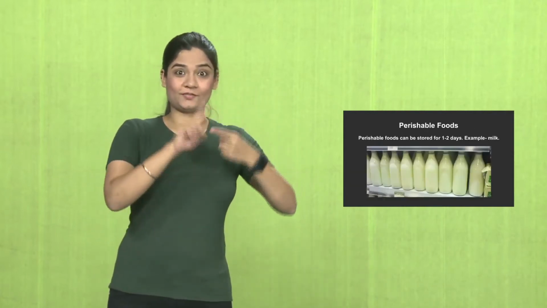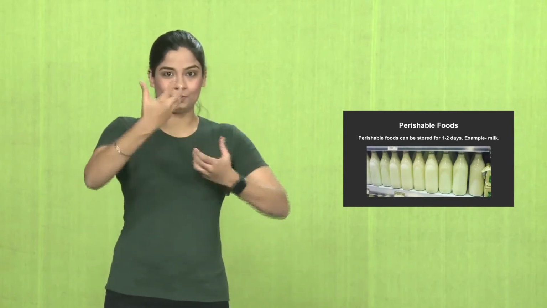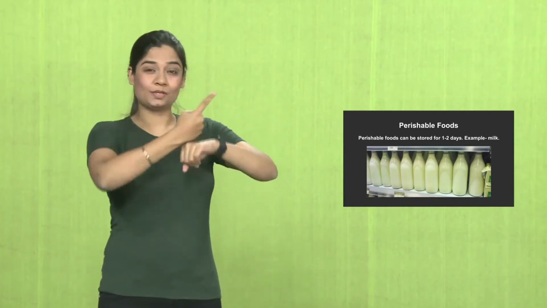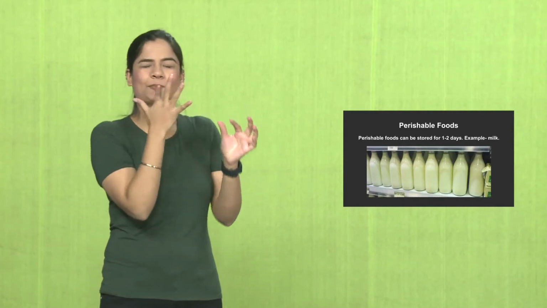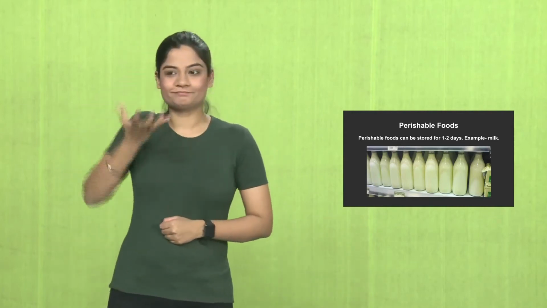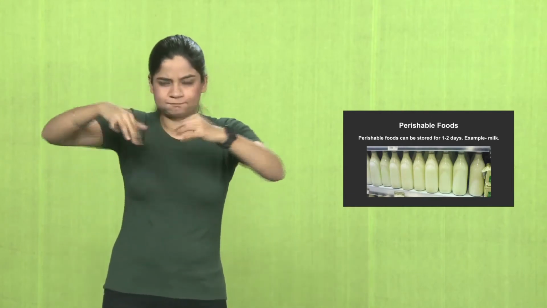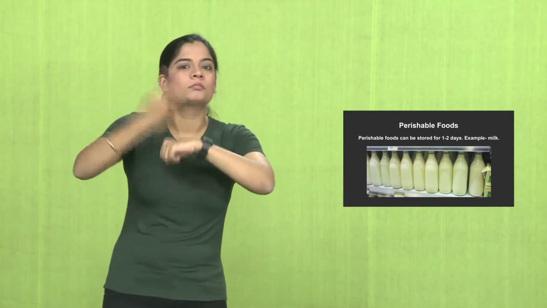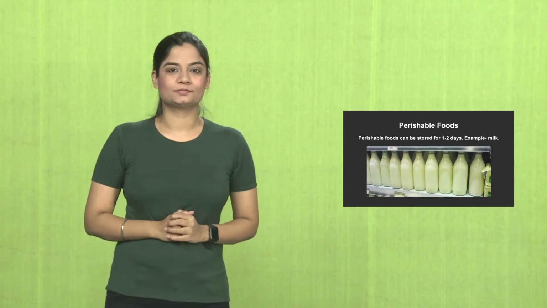First category, let's discuss perishable foods. Perishable foods, milk is the best example. If it is kept for 1 or 2 days at room temperature, it cannot be sustained. It has to be kept in the refrigerator. In order to protect it from going bad, it can stay for only a limited period, like 1 to 2 days. Second category is semi-perishable foods.